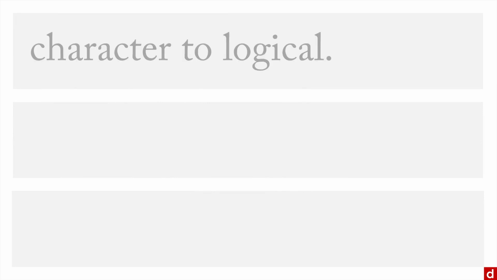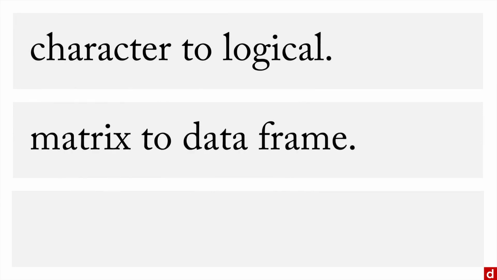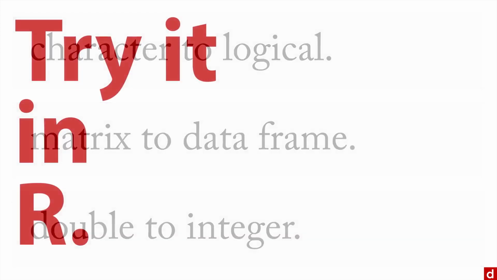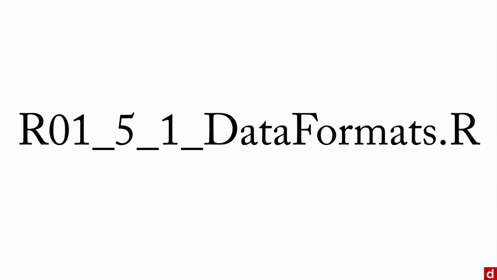So for example, you can change a character to a logical, you can change a matrix to a data frame, you can change double precision to integer. You can do any of these. It's going to be easiest to see how it works if we go to R and give it a whirl. So open up the script and let's see how it works in RStudio.